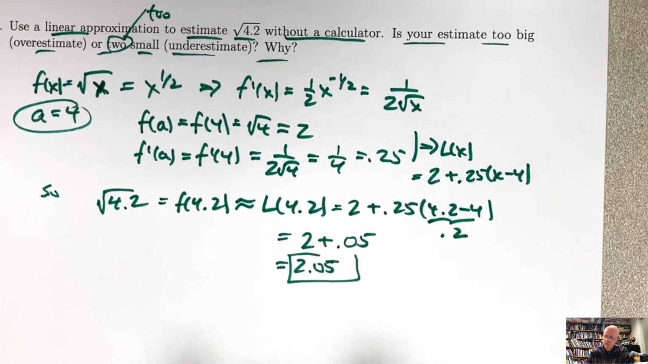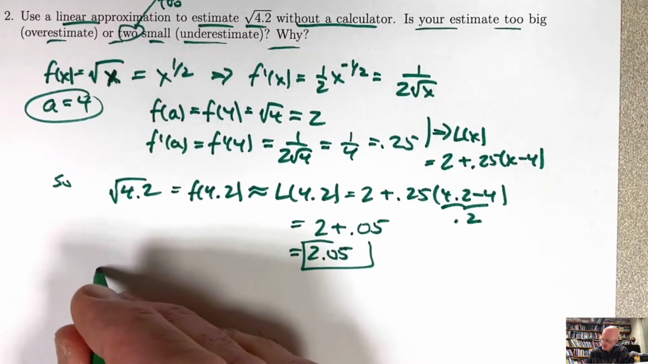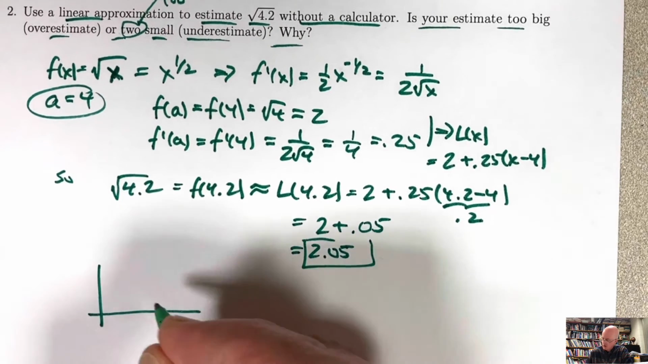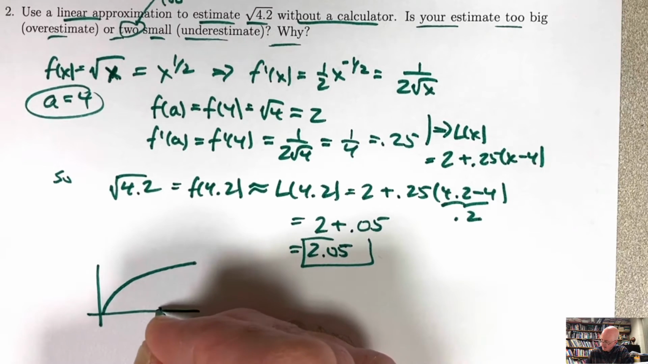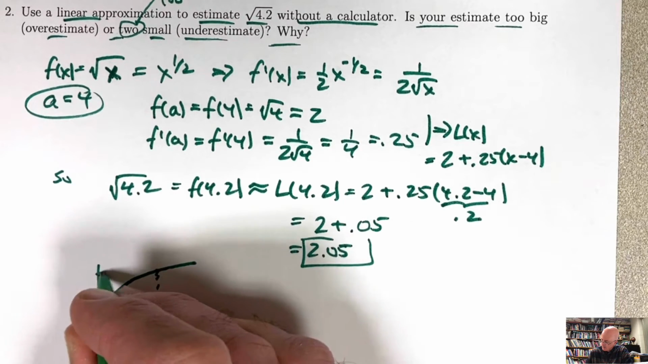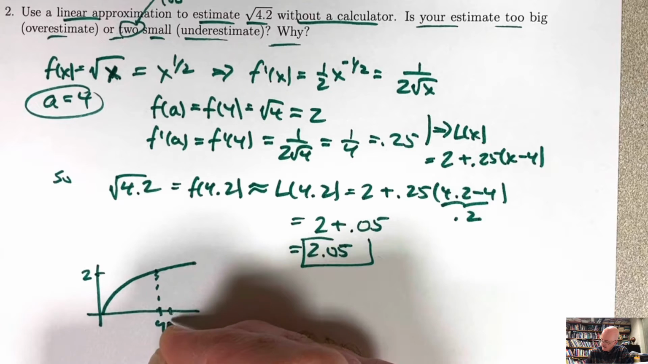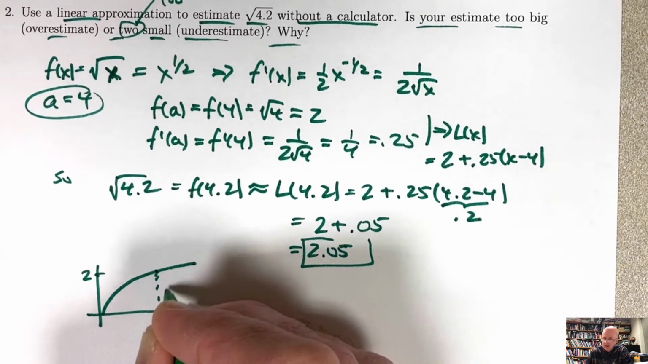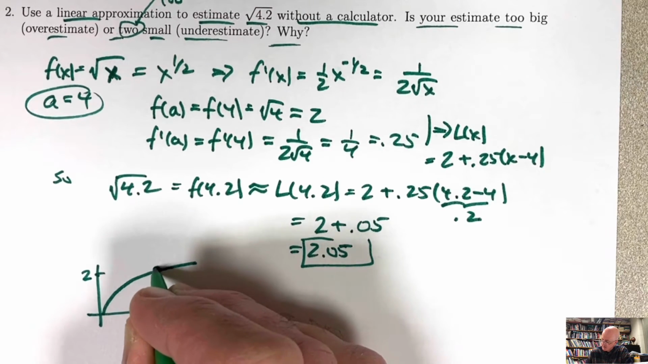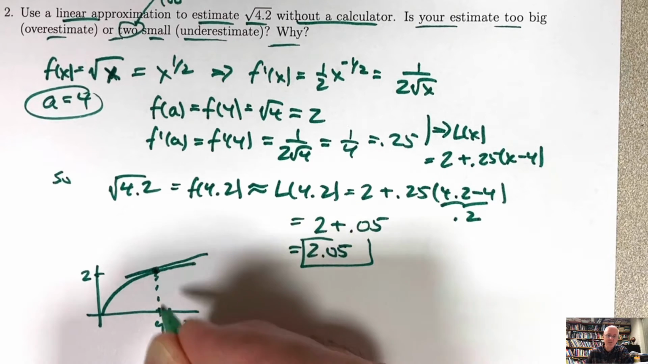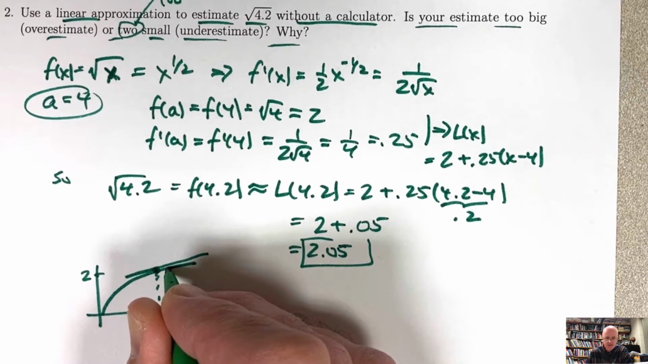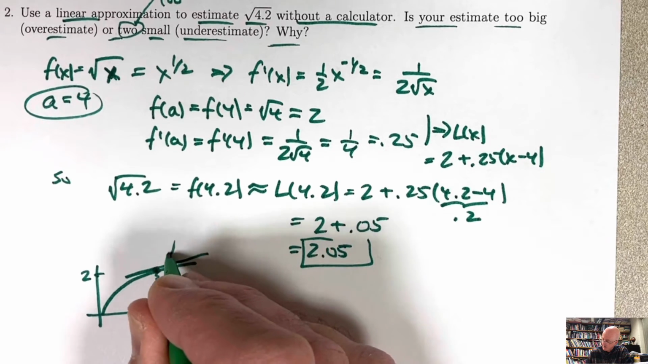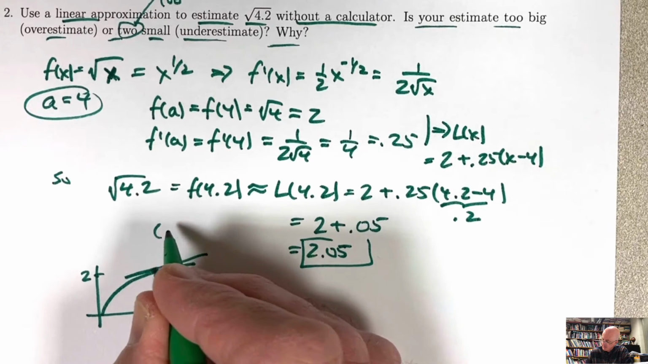Is it going to be too big or too small? We're using a tangent line to approximate a curve. Here's the square root function. Here's 4, say. We know square root of 4 is 2. We're trying to estimate square root of 4.2. We're not using the actual function. We're using the tangent line approximation, which is above the curve. The actual square root of 4.2 is the second coordinate of that point. We just approximated the second coordinate of this point right there to be 2.05.